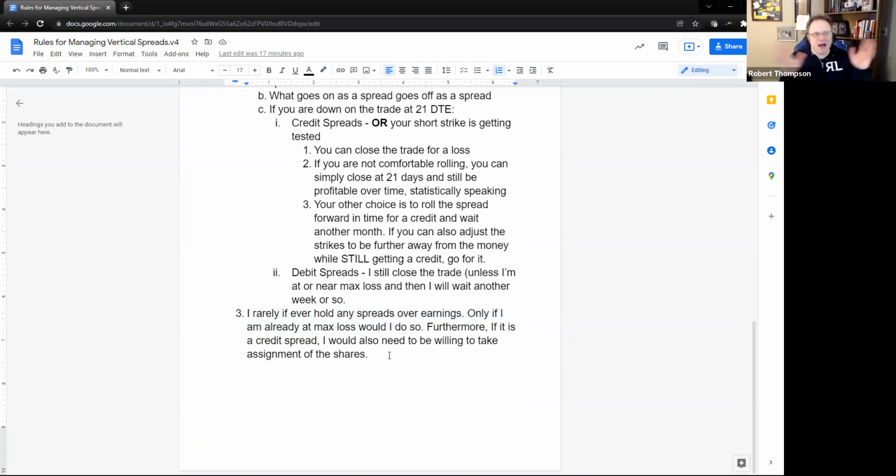So if I'm still down, but it's not 21 days, but I have earnings the next day, I'm probably out. I'd rather take a small loss than have a big gap down and get crushed for a huge loss. Does that make sense? I don't hold spreads over earnings unless I'm already at max loss. So there's been a massive move. The spread is toast. It can't get any worse. So why not hold over earnings at that point? Because if you get a big gap up, you can get out for a small loss at that point. That's kind of my thinking.